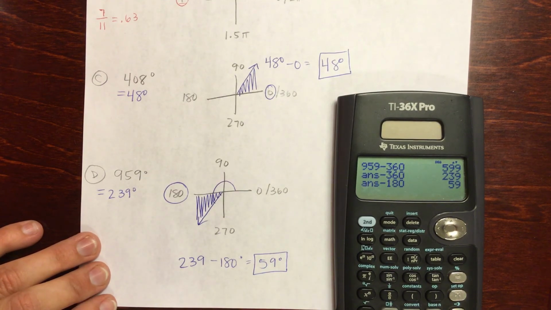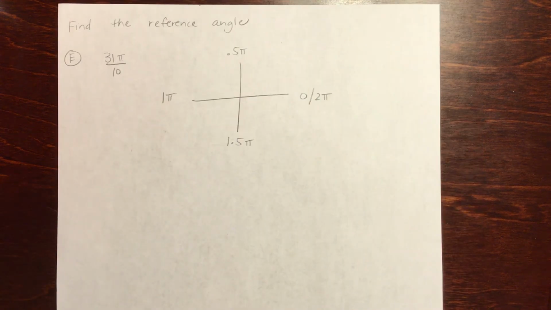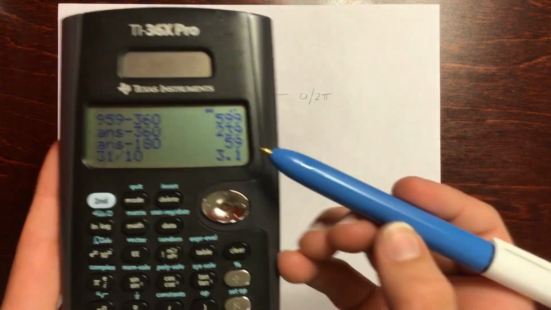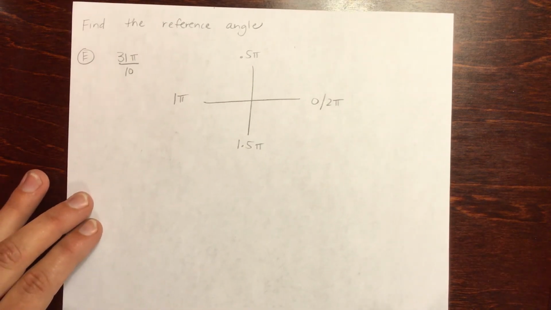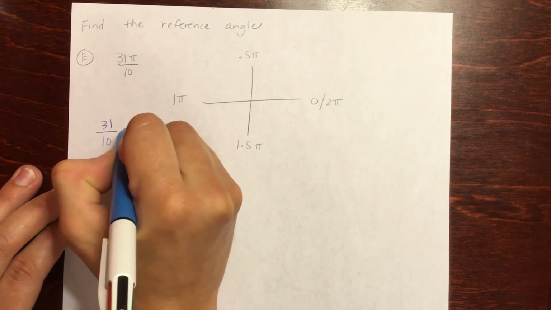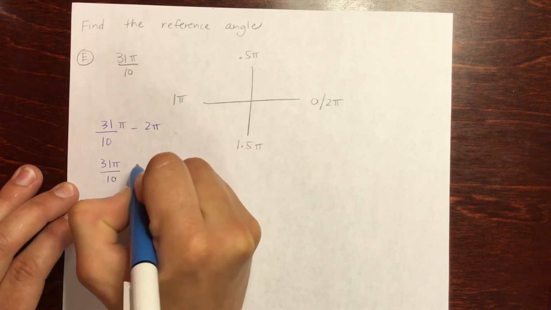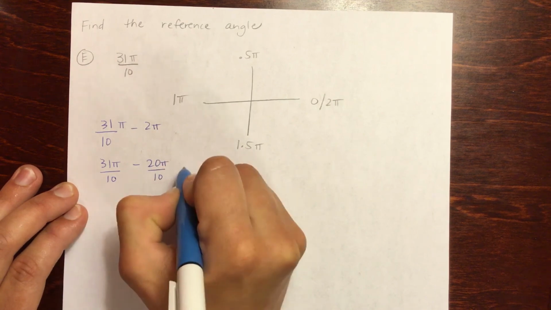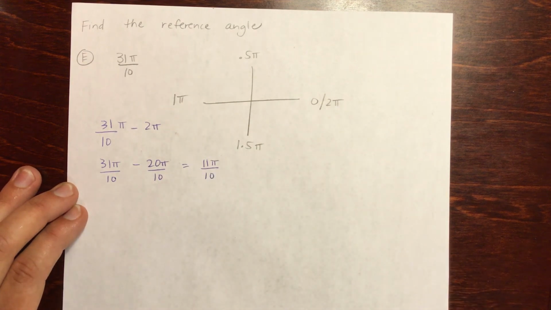All right, now that we've got that with degrees, let's do the same exact process, but let's do one in radians. All right, 31 pi over 10. If you wanted to just compare 31 over 10, you'd get a decimal that is bigger than 2. So that is telling me I need to find coterminal angles here. So take your 31 pi over 10 and subtract 2 pi. You may need to find common denominators here. 2 times 10 is 20. So my coterminal angle is 11 pi over 10.